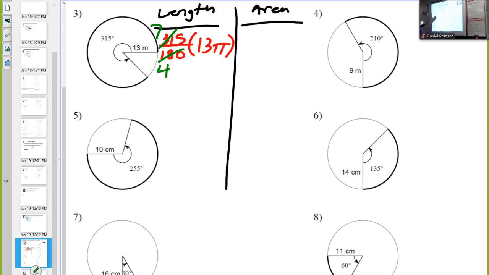Oh, wow. Wait, hold on. Maybe Miranda was right. I was going by my calculator, but maybe I put it in wrong. Let me see. Yep, Miranda was right. Not you, it was Miranda. Good job, Miranda. So 7 times 13 is 91. So it's 91 pi over 4.